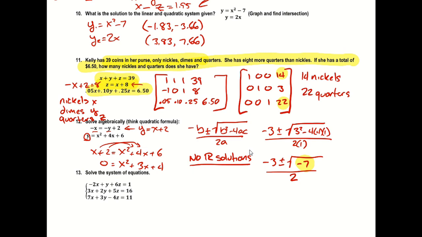Last one, number 13. We've already got our system of equations. We're already in standard form. So all we have to do is build our matrix. And we have negative 2, 1, 6, 1, 3, 2, 5, 16, 7, 3, negative 4, 11.